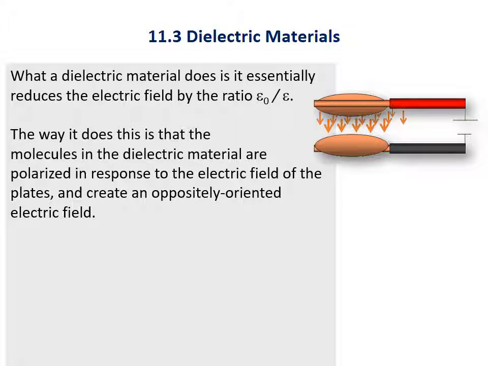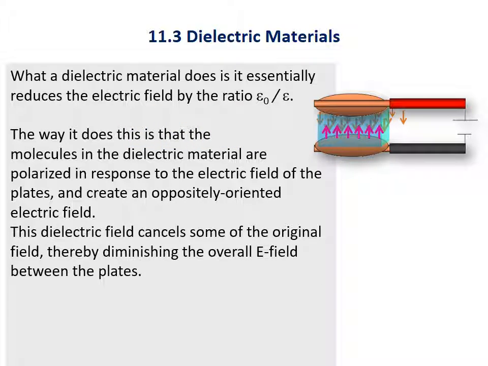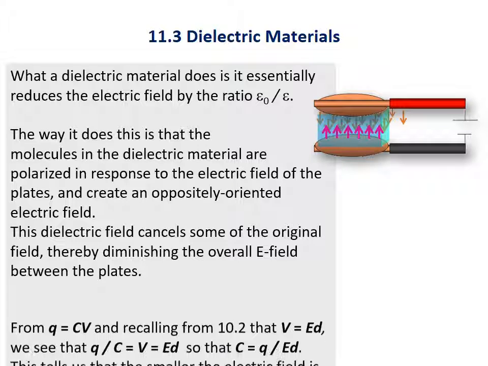It does this because the molecules in the dielectric get polarized in response to the electric field and create an oppositely oriented electric field. This helps to diminish some of the E field strength between the two plates.